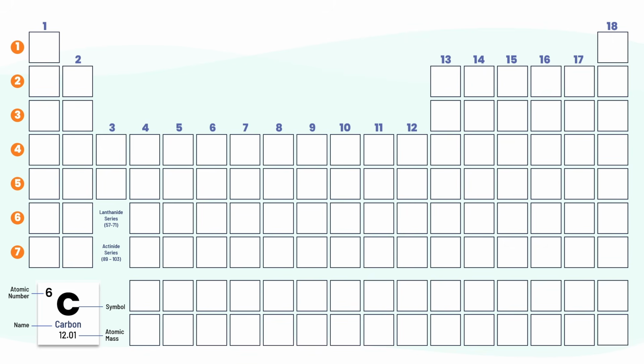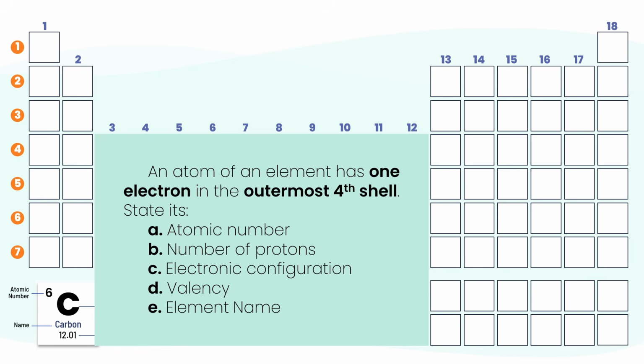Here's your next clue-based challenge. An atom of a main group element has one electron in the outermost fourth shell. State its atomic number, number of protons, electronic configuration, valency, and the element name.